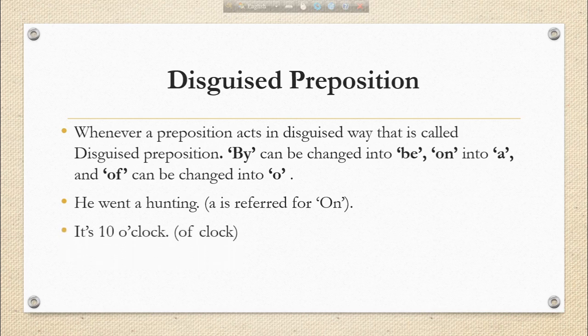It's 10 o'clock. Here o'clock indicates off clock. We say 10 o'clock. O is a disguised preposition here. He comes a week. A week indicates in a week.